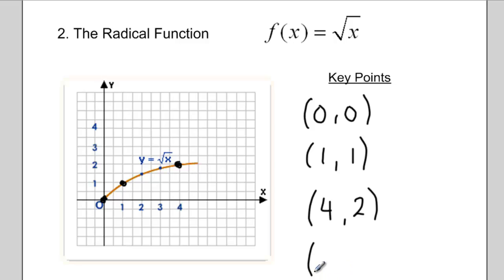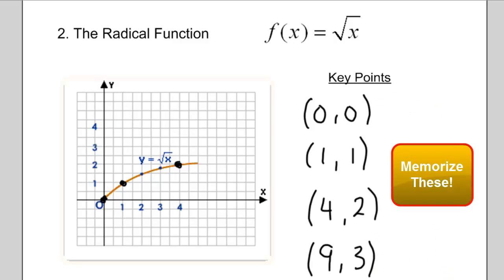And if we were to create a fourth one, I'd probably use the point (9, 3), because 9 is the next perfect square. So when x is 9, y, or f(x), is going to equal 3. And so really, there are 4 key points we can remember for the radical function.